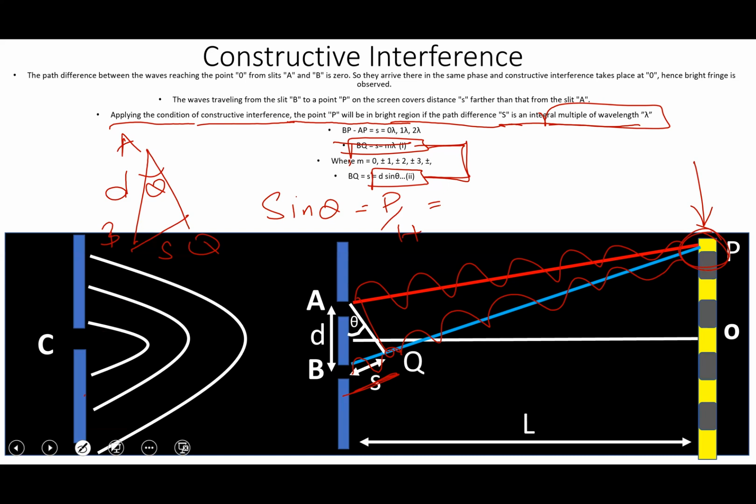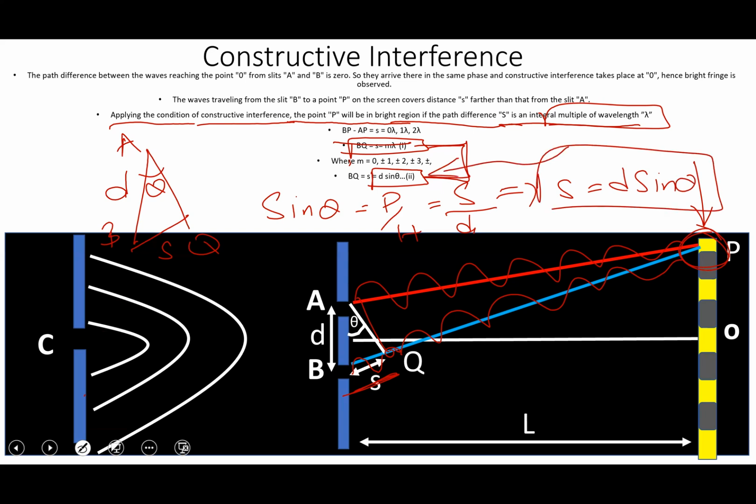Now what is the perpendicular over here? S is the perpendicular, and what is the hypotenuse? D is the hypotenuse. So S can be represented as d sine theta. From here we can say BQ or S is equal to d sine theta. Let us remove this one and continue with our derivation.